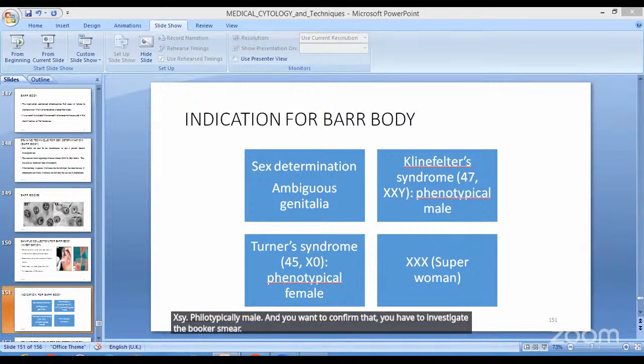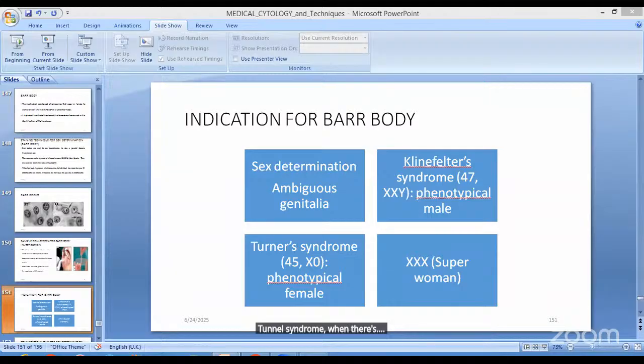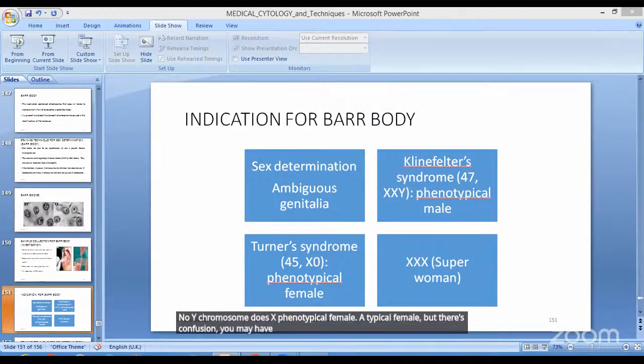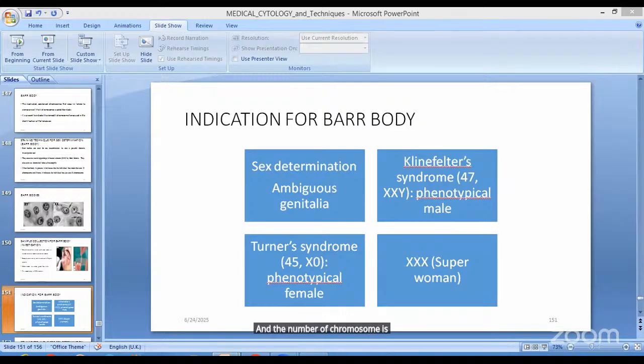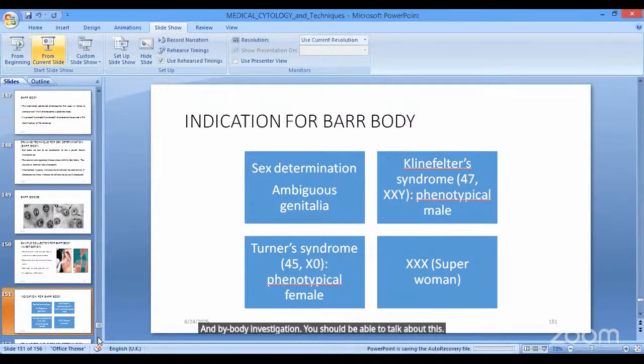And you want to confirm that, you have to investigate the buccal smear. Third, Turner syndrome, when there is no Y chromosome, just X. Phenotypically female, but there's confusion; you may have some characteristics of male, and the number of chromosomes is 45. Then the superwoman. These are clinical applications of a Barr body investigation. You should be able to talk about this.